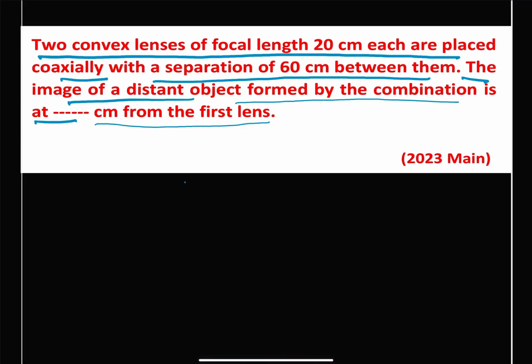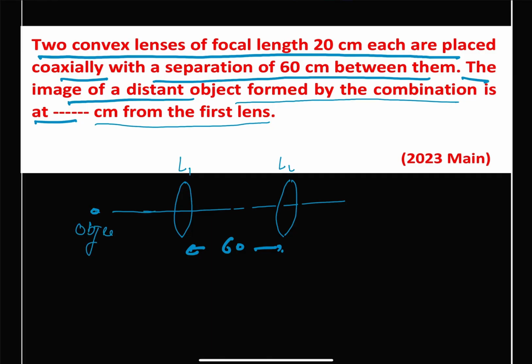Let us suppose this is lens L1, and coaxially we have a lens L2 as well. L1, L2, distance between the two is given as 60, and we are given that the image of a distant object found by the combination. So let us assume that we have an object which is somewhere here. So this is our object O. So let us solve it for L1 refraction, because the object is closer to L1.